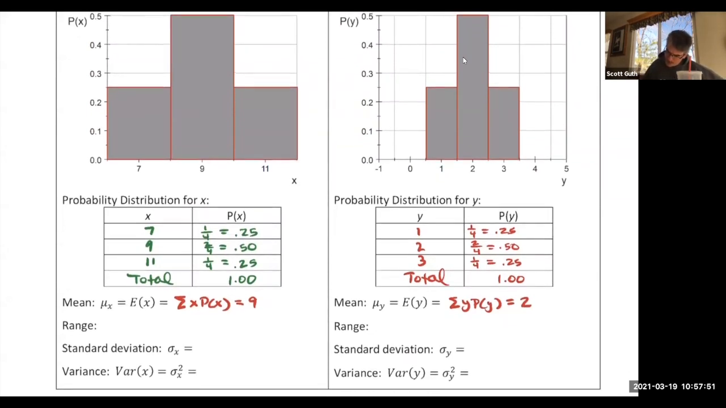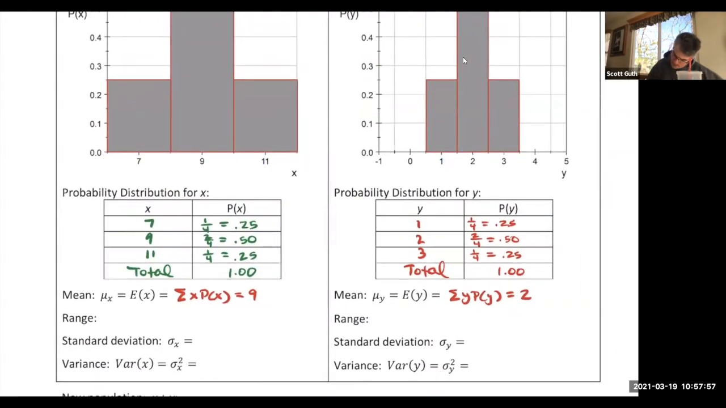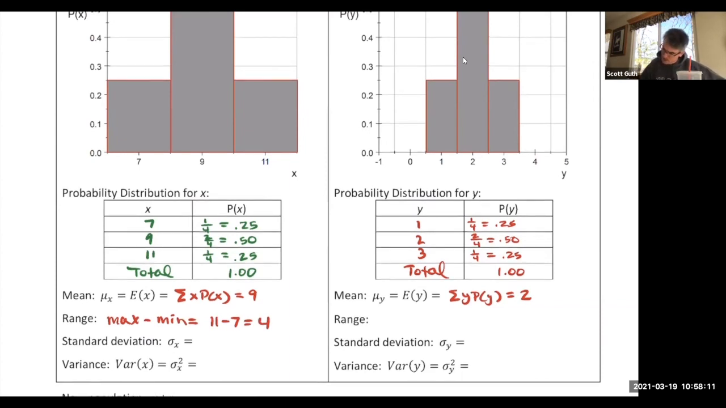I do want to get the range. So the range is the max minus the min. On the first one, the highest value is 11, so you just do max minus min. It'll be 11 minus 7, which is 4. And on the other one, the range is 3 minus 1, which is 2. Those are going to be important numbers when we combine these. So I'll highlight the 4 as the range and 2 as the other range. The means are 9 and 2.